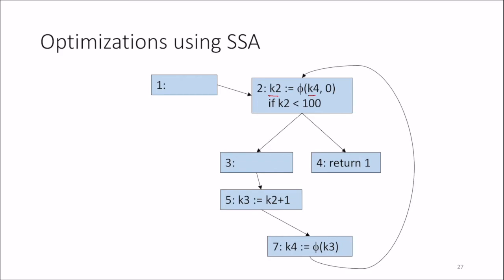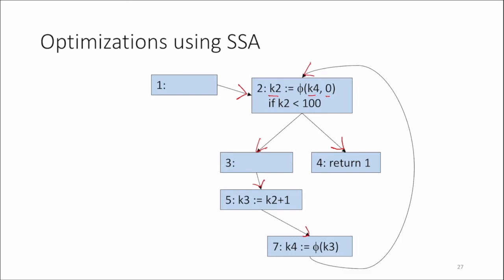It's getting either K4 or 0. The initialization was to 0. So it gets 0 if it comes from here. It gets K4 if it comes from here. And now it checks if K2 is less than 100. If it is, it goes to this and here to this and then comes back up. If K2 is greater than or equal to 100, it goes to the return.